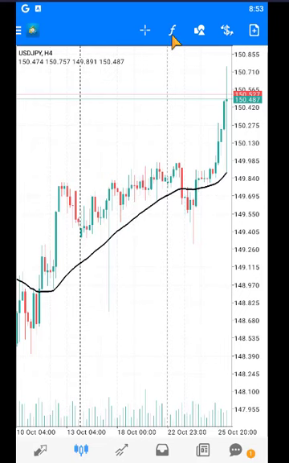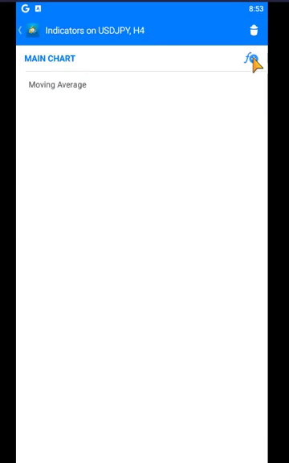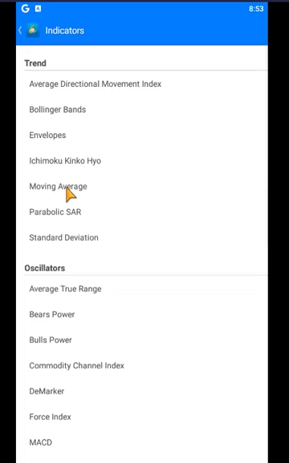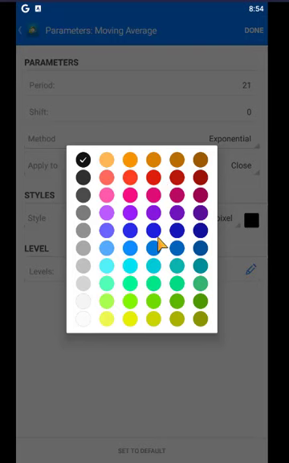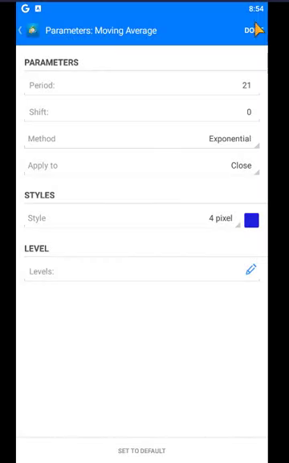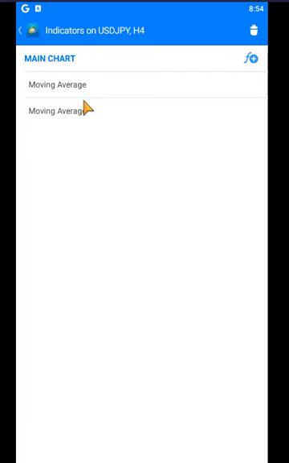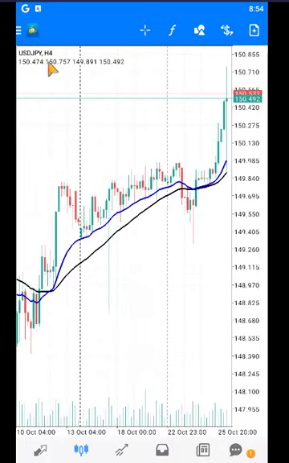I'll click the F with a plus again, then I choose moving average again. So this time around I'm going to use the settings of 21. The method is going to be exponential, because I want this one to be very fast and follow the price, detecting every change in price very fast. Then the color I would like to use is blue. Then I'll click on done. So I have two moving averages here, as you can see.